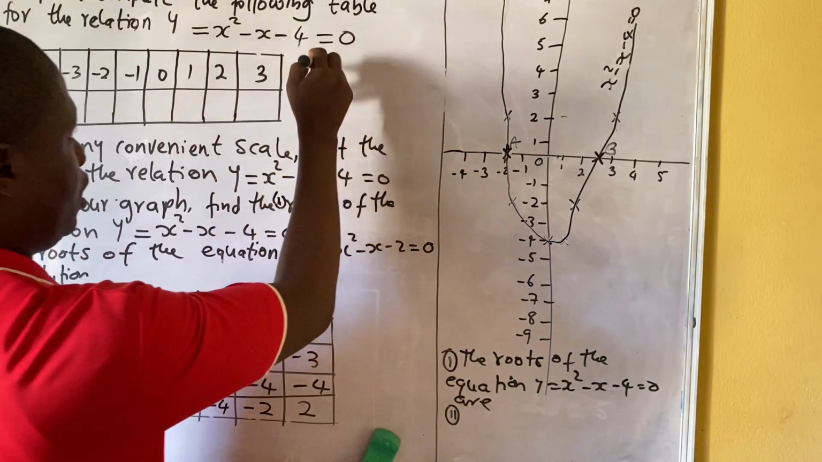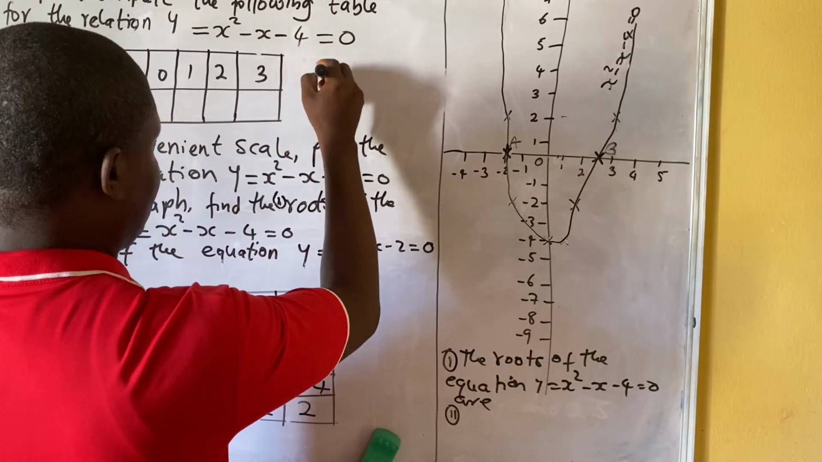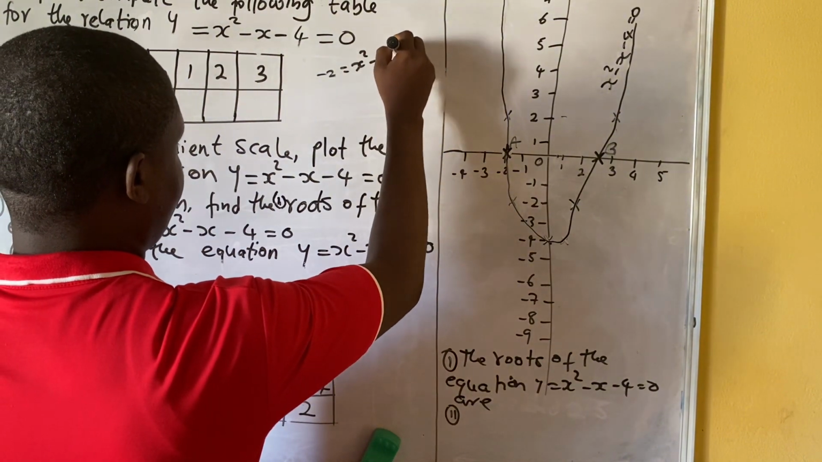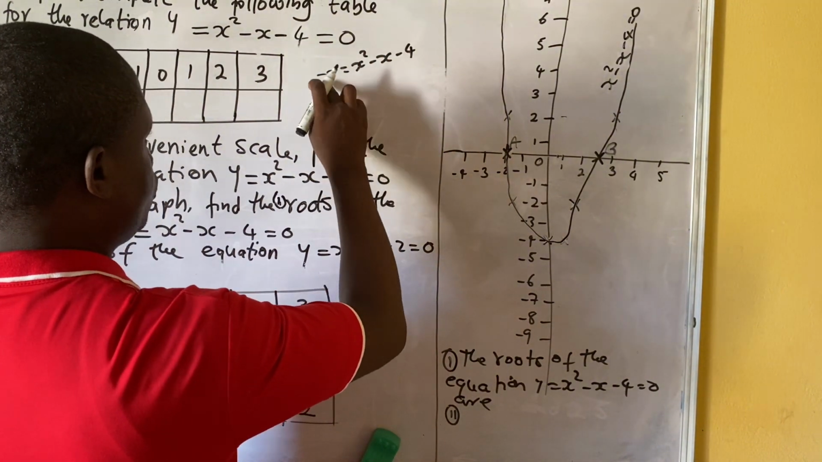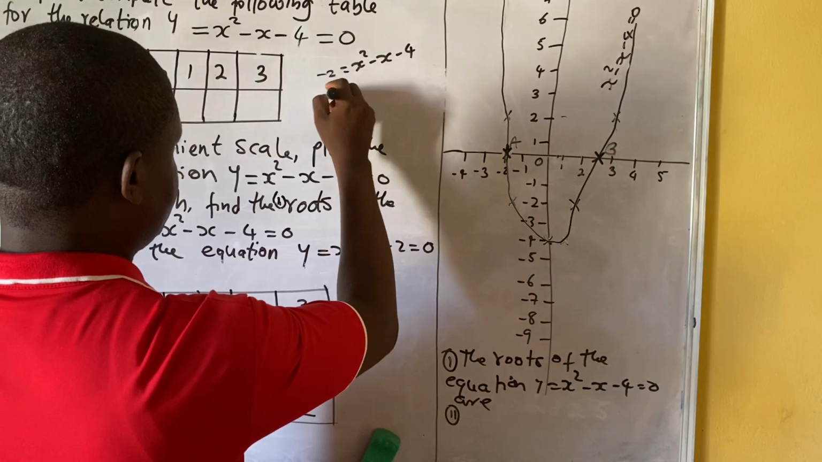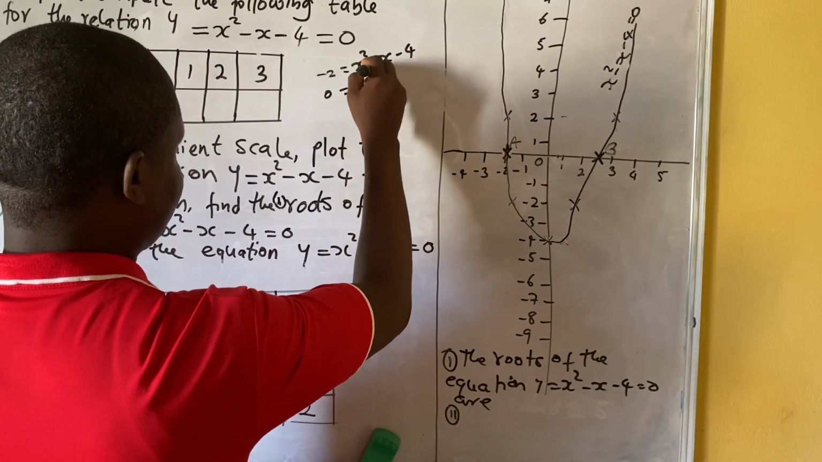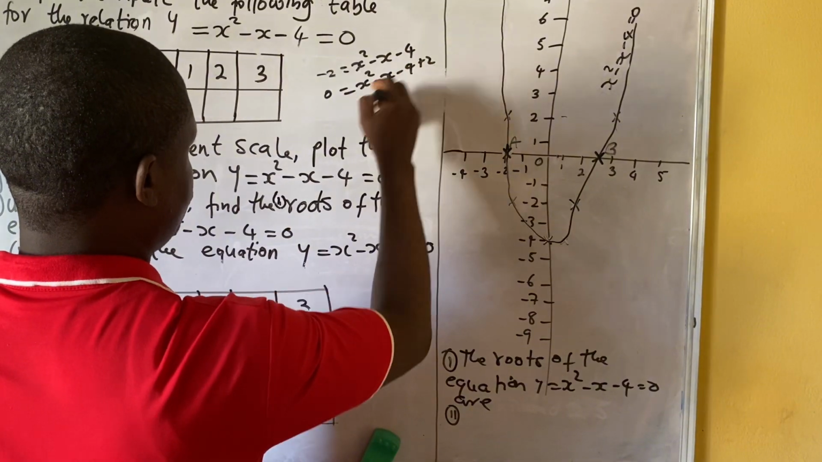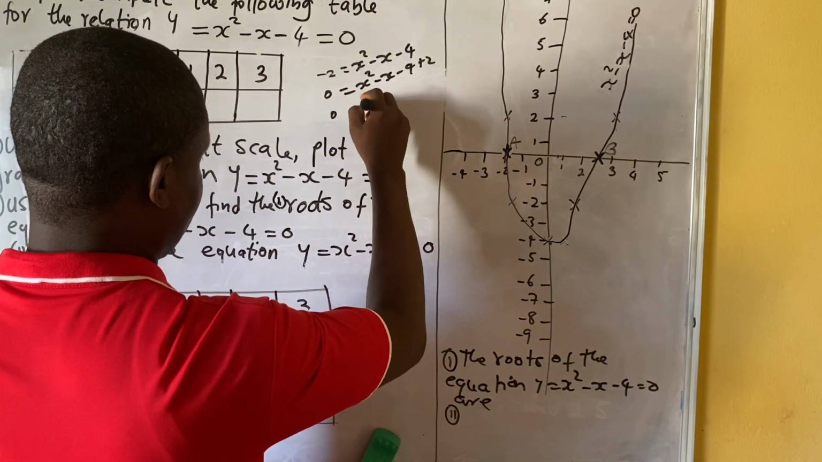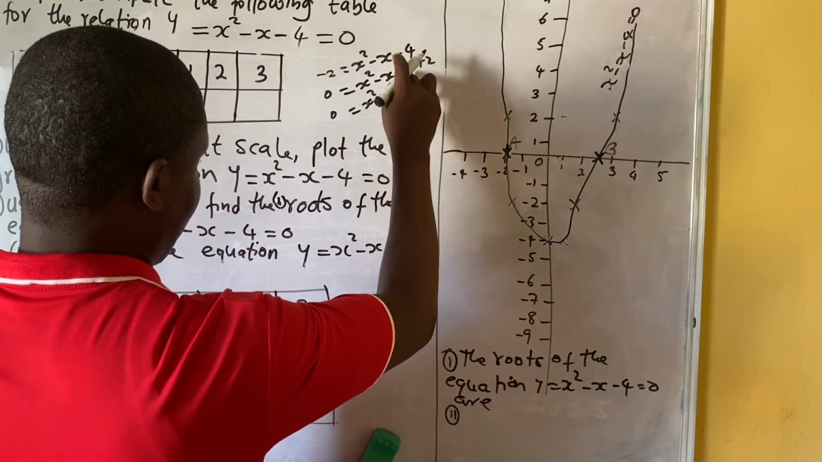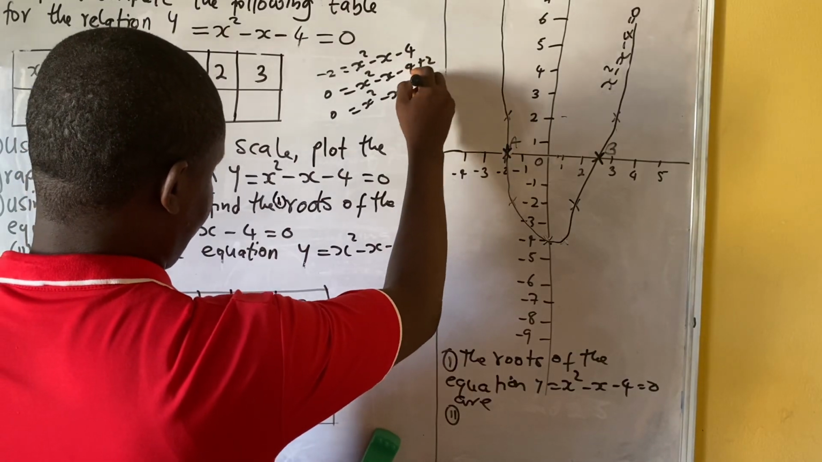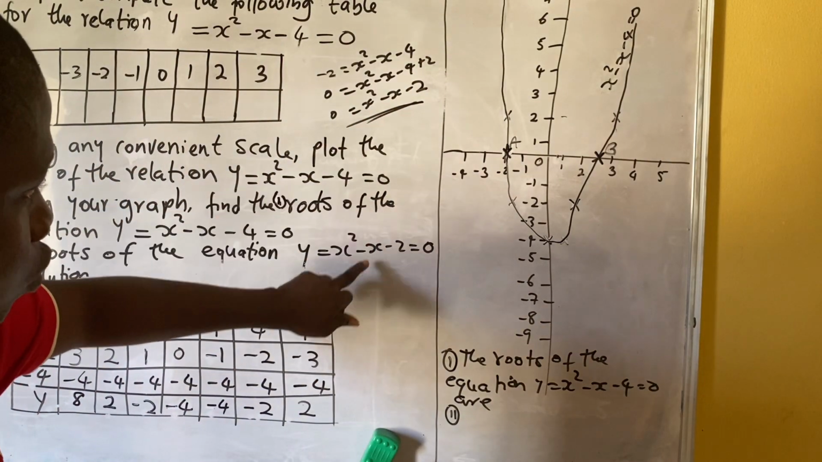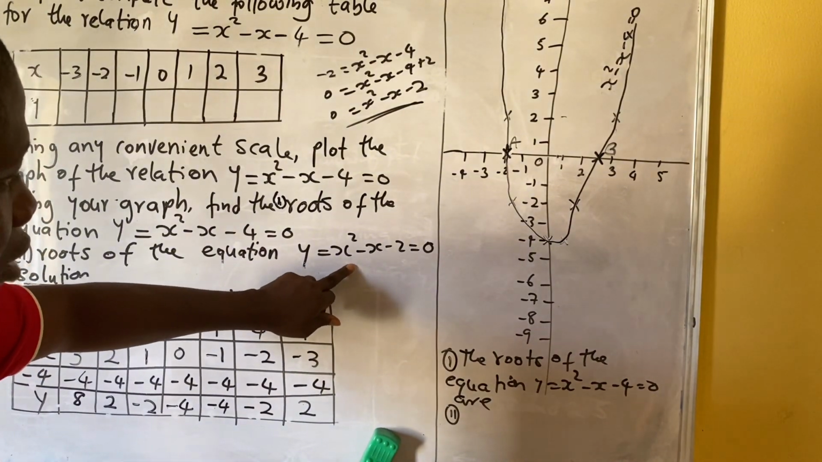So let's look at it. If our y is minus 2, we're going to have minus 2 equals x squared minus x minus 4. Okay? So minus 2 crossing over will give us 0 equals x squared minus x minus 4 plus 2. So we're going to have 0 equals x squared minus x minus 4 plus 2, which gives us minus 2. So you can see we're now having the same equation as the second equation we are given.